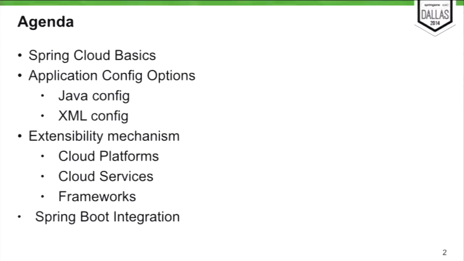We're going to divide into two parts. One, if you're a typical application developer, you will be dealing with how do I use Spring Cloud? How do I consume Spring Cloud? So we'll talk about Java config and XML config options. And then we're going to talk about a very neat thing in Spring Cloud, the extensibility mechanism. And extensibility mechanism will come into play in two ways.